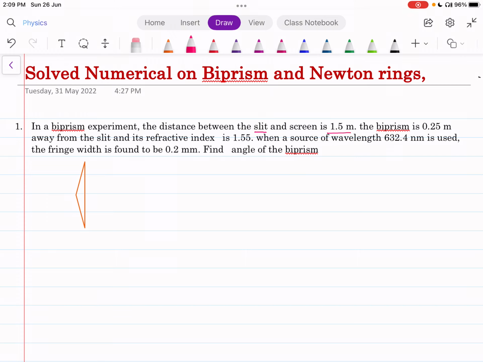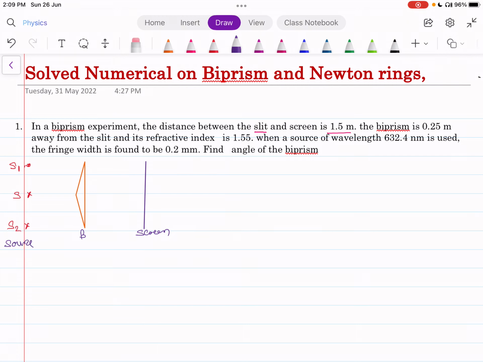To understand it, let me first draw the experimental setup diagram for the biprism experiment. At this point, there is a slit, or you can say the source S. At this point, there is virtual source S1, and at this point, there is virtual source S2. Here is the screen, and this is the biprism. This is the screen, and here there is a slit or source.